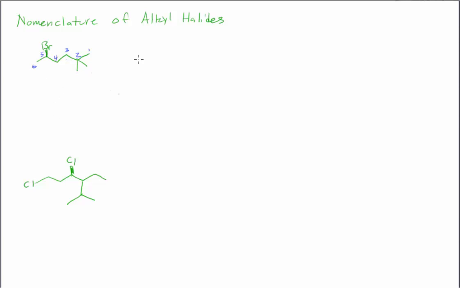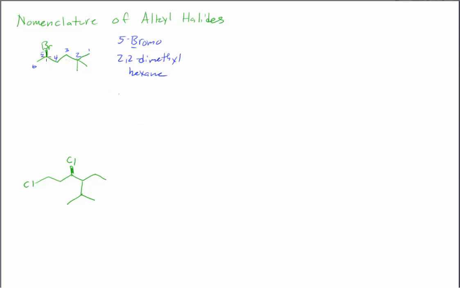And so we have a 5-bromo, and of course we'll alphabetize that with the B, and then we have 2,2-dimethyl, and then we have hexane across the bottom there.